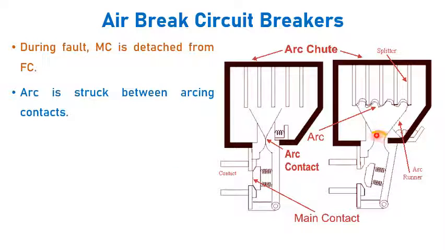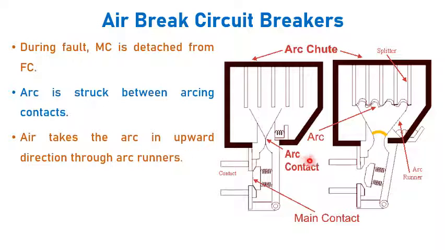You can see that the cross section of the arc is much higher. And now what happens is the air at atmospheric pressure is going through this path towards the arc. So now as the contacts are open, there is a path for the air to flow, and when it reaches the arc, it tries to bring the arc in the upward direction. So air takes the arc in upward direction through the arc runners. These are the arcing horns or arc runners.